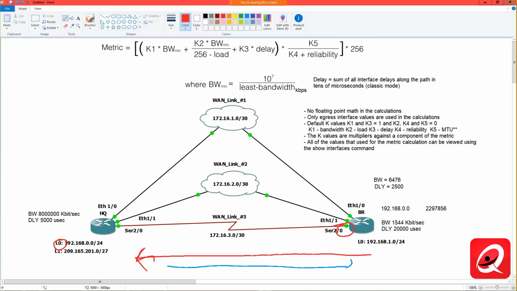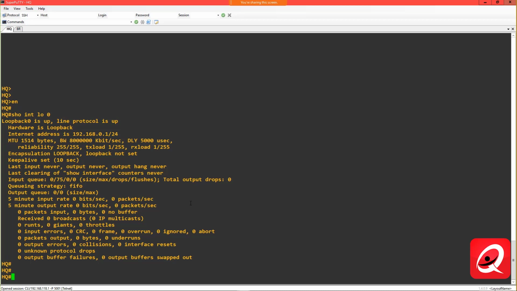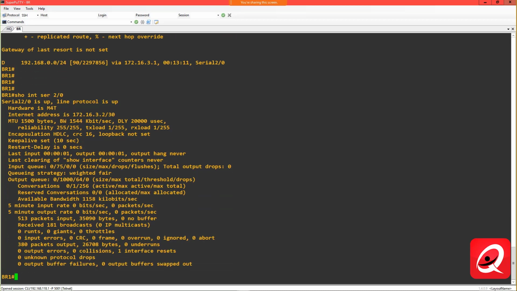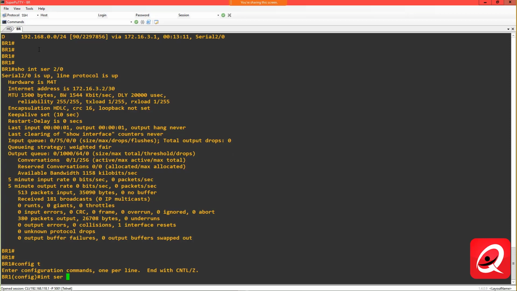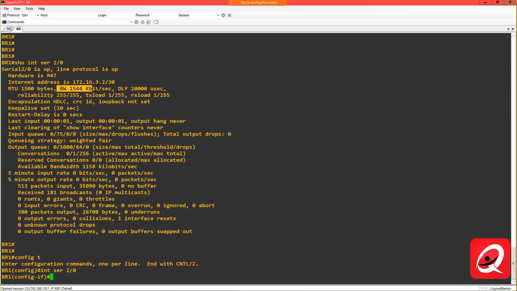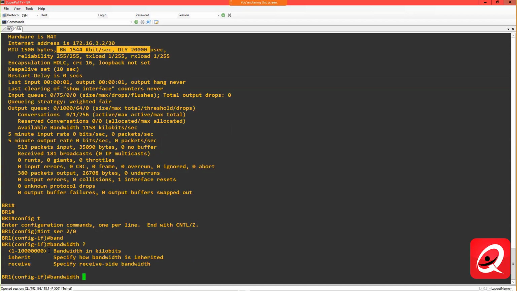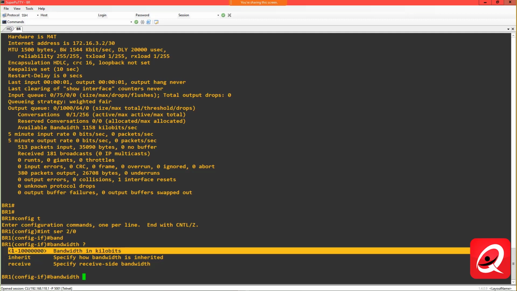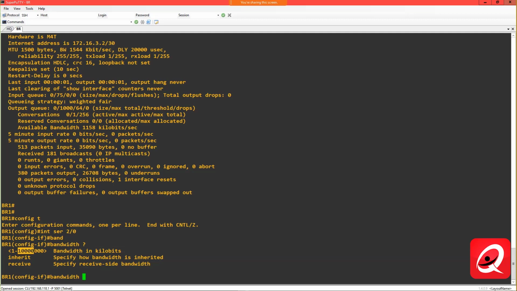Well, if you go into an interface, let's go into our branch interface, because the metric is calculated based on bandwidth and delay, I could either change the bandwidth, and I can change that in kilobits per second. This is what would affect the metric calculation. Notice, though, that it does have a limited size. And that's the issue that we have with classic EIGRP configuration, is that the bandwidth can only go up to a certain speed. And if you start to get beyond that speed, then those links start looking the same.